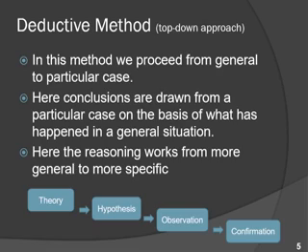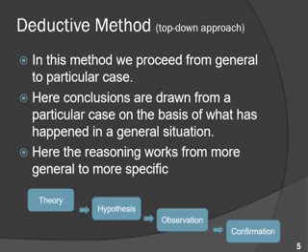First we have a theory. From the theory we draw a hypothesis. Based on the hypothesis, we collect some observations and we check whether the hypothesis is correct or not, and then this takes us to a confirmation. So it is a reverse.